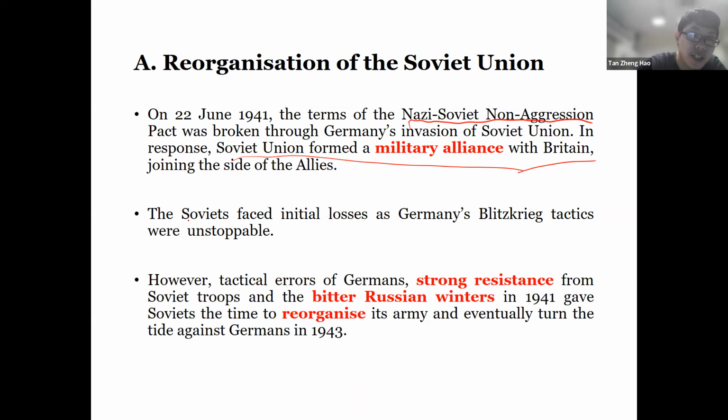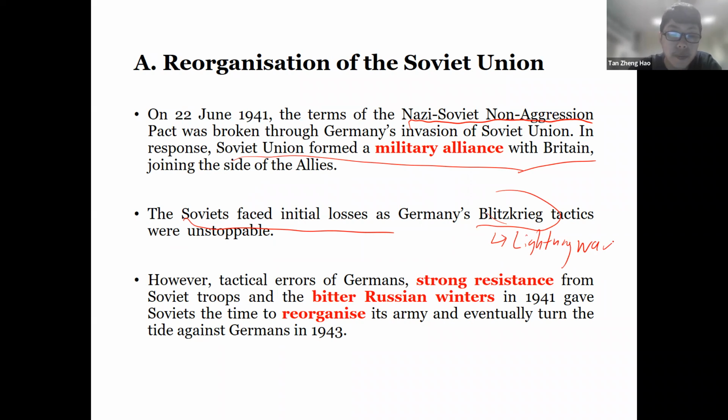At first the Soviets faced a lot of losses because Germany was still on a roll, very strong, using something called blitzkrieg. Blitzkrieg, you can think of it as lightning war. Basically, it means you attack your enemy so fast that they cannot react. They lose the battle, lose the city, and then they surrender.